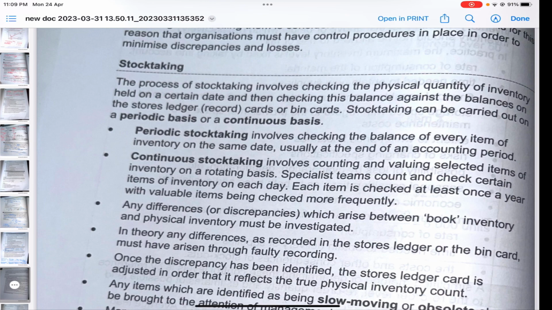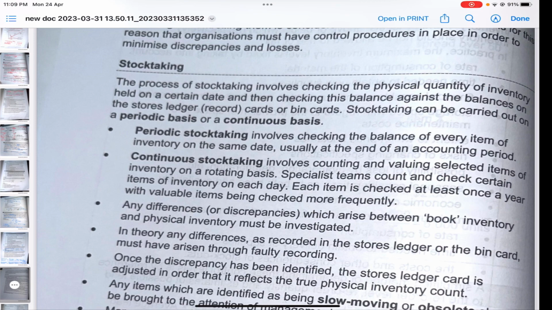Continuous stock taking involves counting and valuing selected items on a rotating basis. So specialist teams count and check certain items of inventory on each day. Each item is checked at least once a year, with valuable items checked more frequently. So it is done on a rotation basis, and continuous is done more frequently than periodic stock taking.